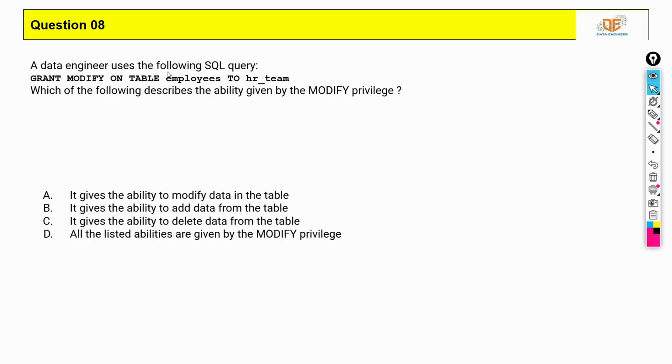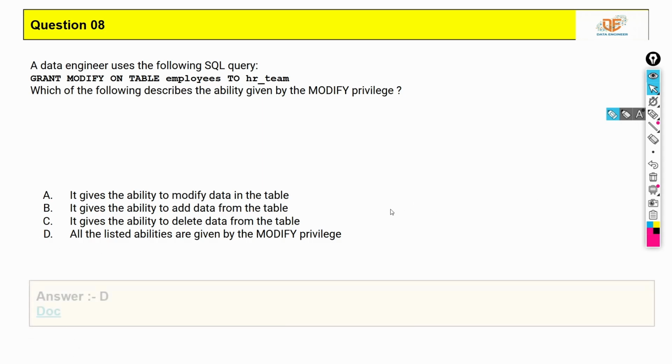A data engineer uses the following SQL query: grant modify on the table to HR team. Which of the following describes the ability given by the modify privilege? So, we have already given them a modify privilege on the table. What does modify include? In this one, modify will include modifying the data, adding the data, deleting the data. It will include all four.